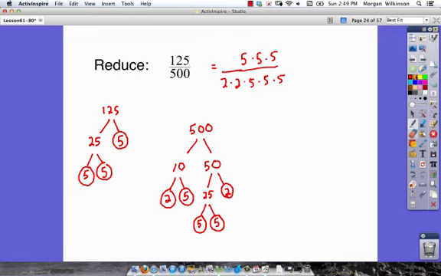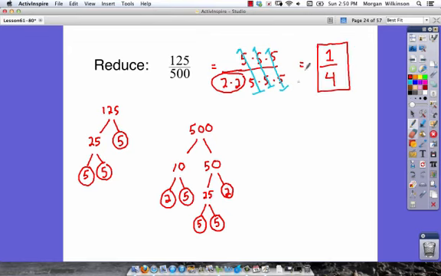We can now reduce those fractions equal to 1. We've got a 5 over 5, very good. A 5 over 5, that's 1. And a 5 over 5, that's 1. So our answer, well, we've got 1 times 1 times 1 in our numerator. That must be 1. Our denominator, we have 2 times 2 left over. That's 4. We've got our answer, 1/4.